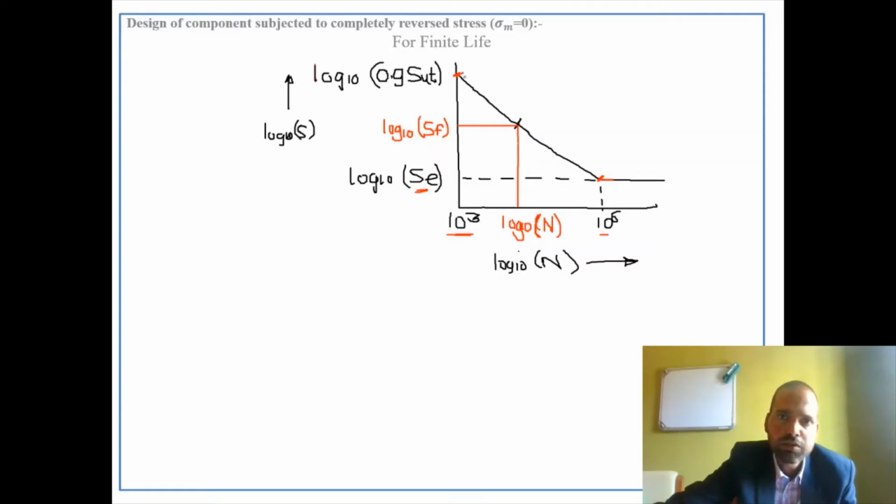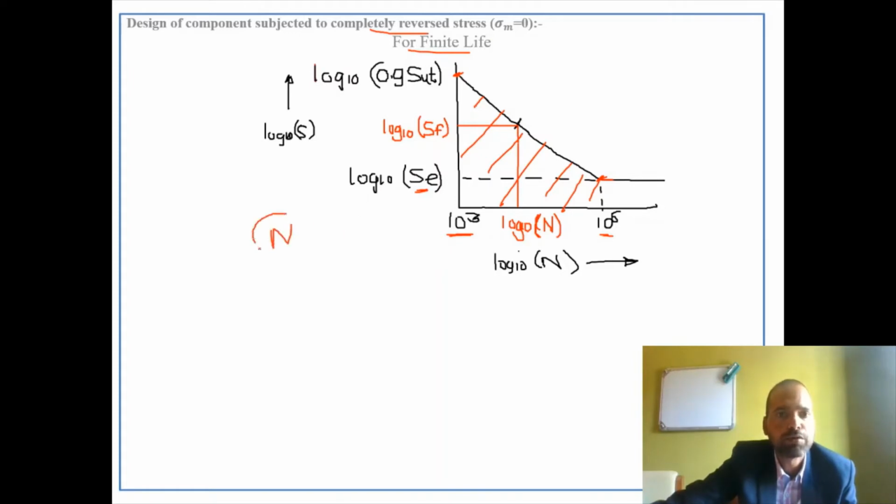So these are the two defining criteria of the strength and the number of stress cycles, beginning at 10 raised to 3 cycles to 10 raised to 6 cycles. So the area below this particular line is the safe region for design of components subjected to completely reversed stress for finite life. Now the design which we have to do in this case is we have to find out two parameters.